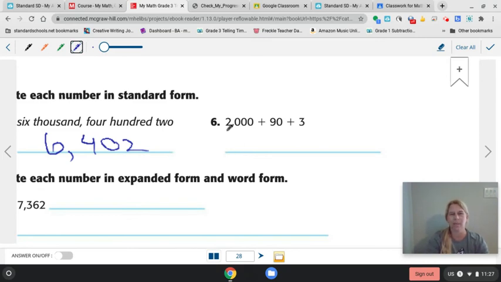So expanded form, how many thousands do we have? 2. Do we have any hundreds? Nope, so we put a 0. Do we have any tens? How many tens? 90 is 9 tens, sorry about that. And then we have 3 ones. So now we have written it in standard form.